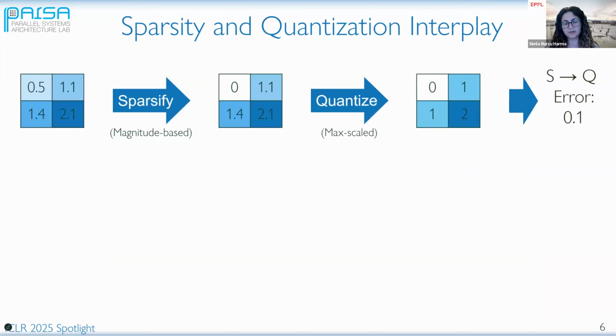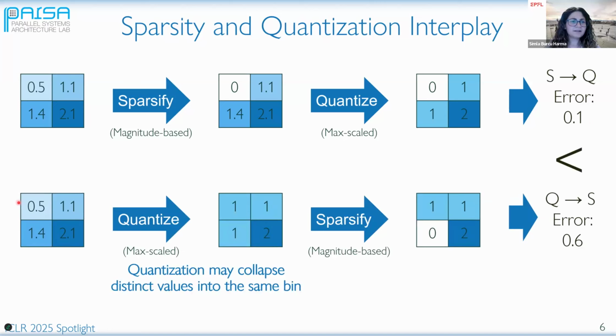In addition to non-orthogonality, we also investigate the order of the operations. Here we have a small matrix. We first sparsify this matrix and zero out the smallest value, and then quantize it. If we calculate the mean square error, we obtain 0.1. However, reversing the order can significantly increase the error.